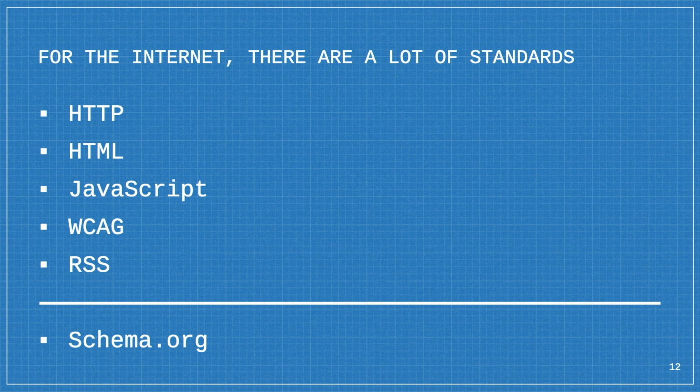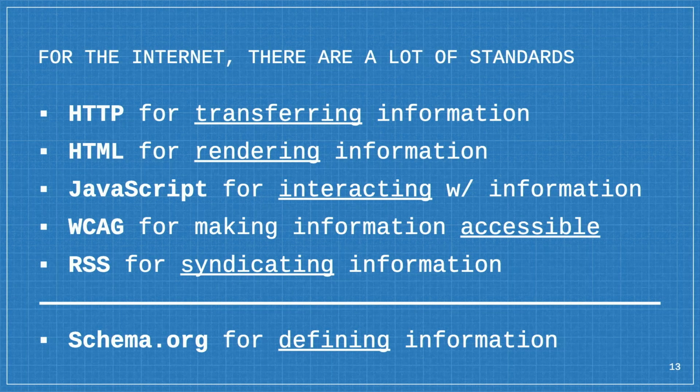And we have standards on the internet. We have HTTP, HTML, JavaScript, WCAG, RSS, and now schema.org. And schema.org has been around for 20 years, but I'm really emphasizing that it's the most important standard. And I realize this slide to me is the most important way to say it. Look, HTTP is for transferring information. HTML is for rendering information. JavaScript is for interacting with information. WCAG is to make information accessible, and RSS is for syndicating information. And schema.org is for defining that information.